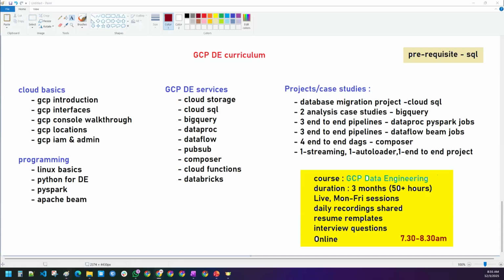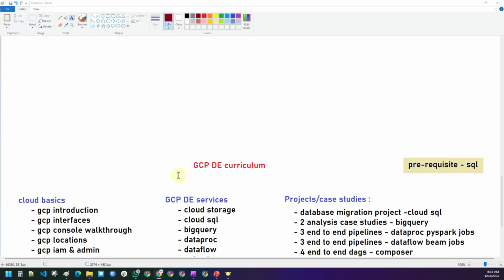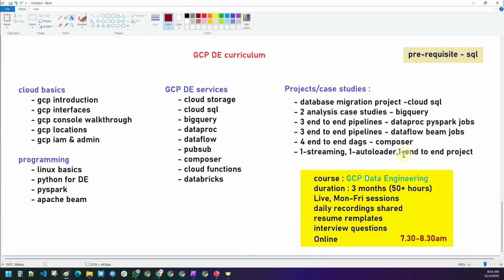So this is about the course topics that we are going to cover: cloud basics, programming, GCP data engineering services, projects and case studies. And one more thing I wanted to tell you: after the course is completed, here I have mentioned one end-to-end project, and I'm going to remove that.